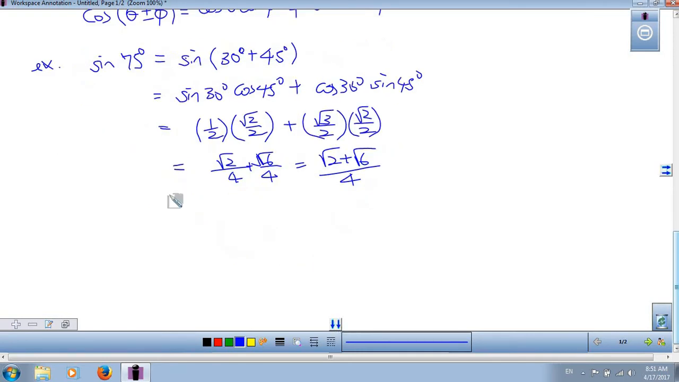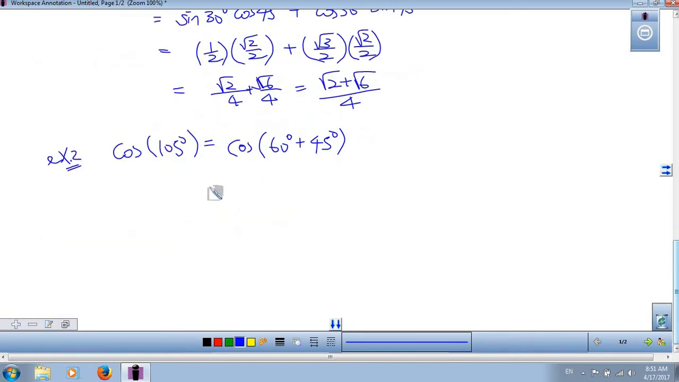Let's do one more problem just like this. Let's find cosine of 105 degrees. We can do subtraction or addition. For cosine 105 degrees, I can do cosine of 60 degrees plus 45 degrees. That's one of the first things I can come up with. So let's use the formula. It's going to be cosine of 60 times cosine 45 minus sine of 60 times sine of 45. For cosine of a sum, the sign is different. It's actually a minus in the formula.